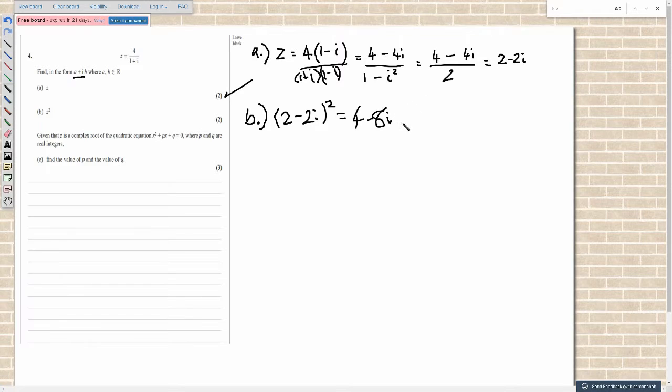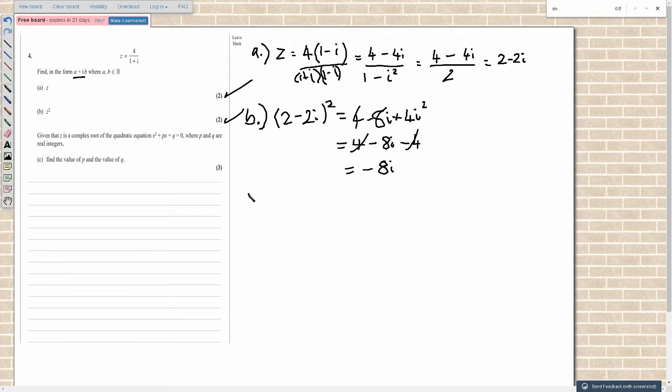And I'm going to get plus 4i squared. Now this is just going to simplify because I'm going to get 4 here, which doesn't change, and minus 8i, which doesn't change. Now 4 lots of minus 1 is just minus 4. They'll cancel, just giving me minus 8i. And that's part B done, 2 marks.